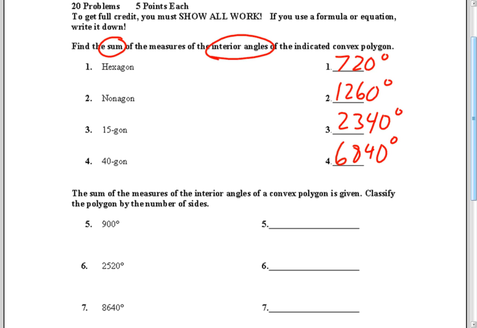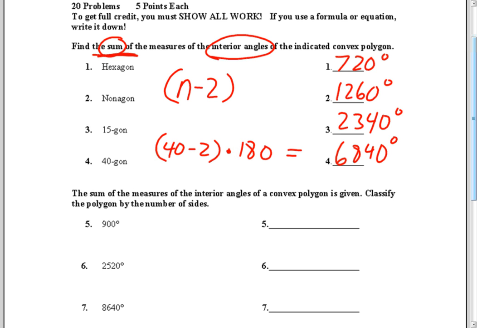People aren't reading the directions. If it wants a sum, we want the total. A couple people found the total and then they started doing division and found individual angles. I just needed to know the sum. So for a 40-gon, you should have done something like that: 40 minus 2 times 180 equals 6,840 degrees. So this was an n minus 2 times 180 situation.